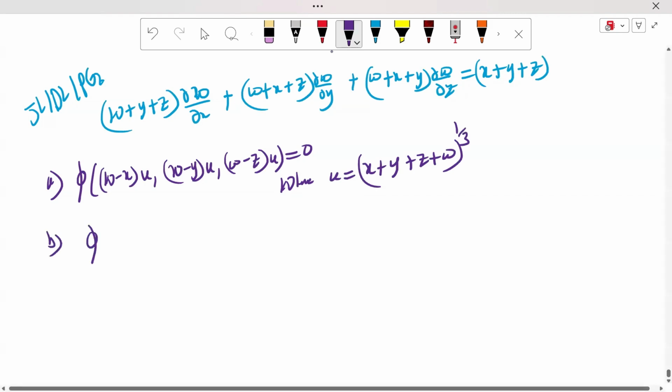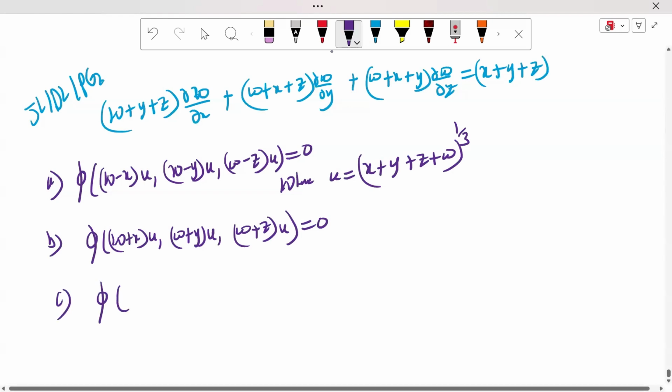Option B: Phi of W plus X into u, comma, W plus Y into u, comma, W plus Z into u is equal to 0, where u is the same, sir. Option C: Phi of X minus W into u, comma, Y plus W into u, comma, W minus Z into u is equal to 0, where u is the same, sir. Option D is none, sir.